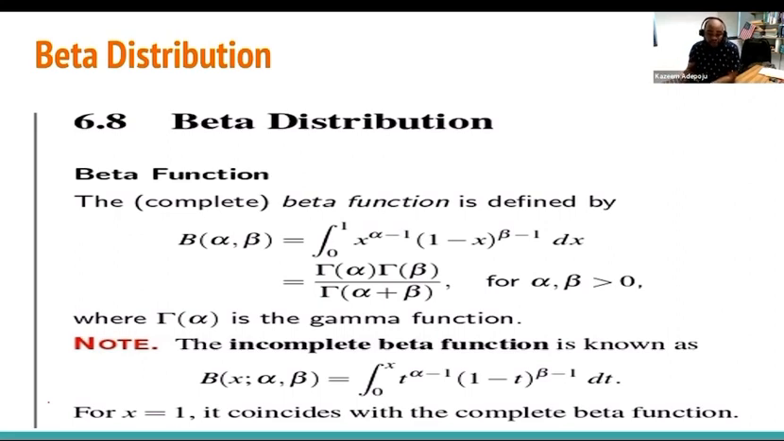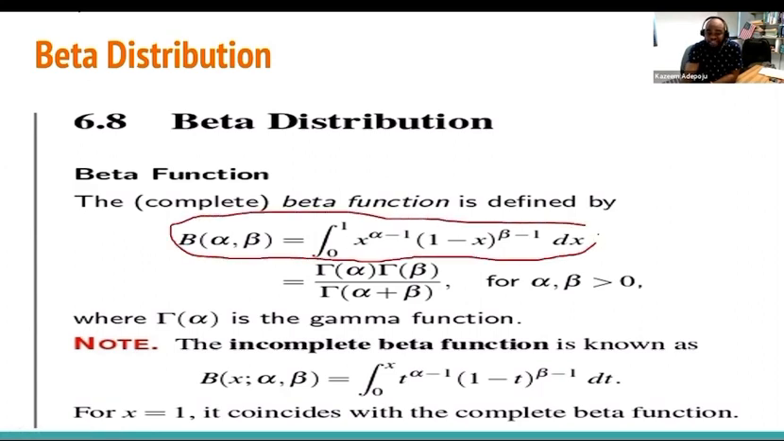The beta function does not integrate to one, but the beta distribution integrates to one, because the beta distribution is a probability distribution. When we take a look at the beta function, we have the integral definition and the non-integral definition. So this is what we call the integral definition of a beta function.